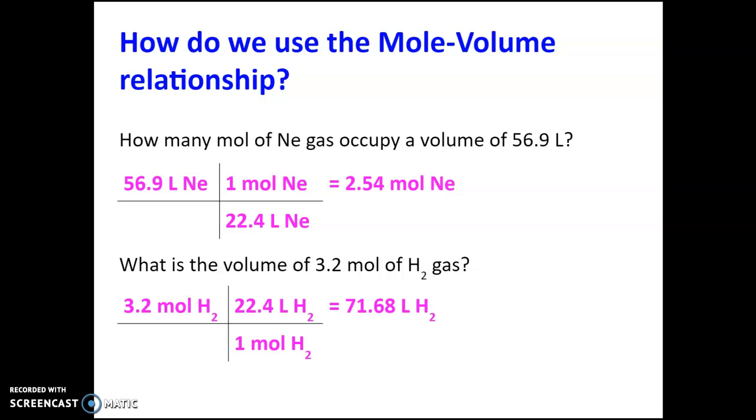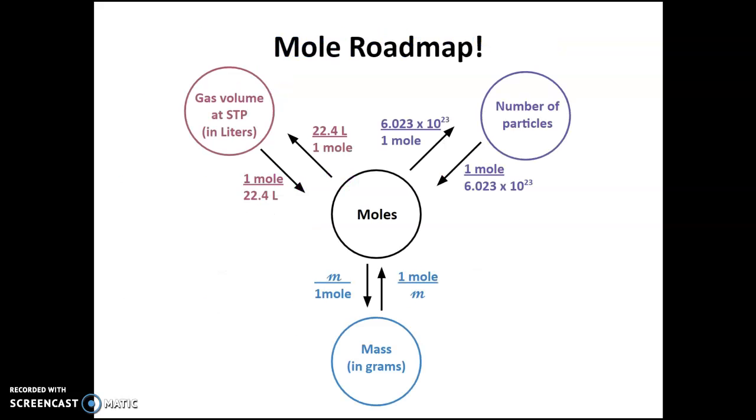If you wanted to find out the mass that the gas had, that would be a little bit more involved. And so we're going to do a couple examples like that as well. Okay, this is your best friend, the mole roadmap. Moles are really, really important in chemistry. On the back of your cheat sheet, you should have a copy of this roadmap.